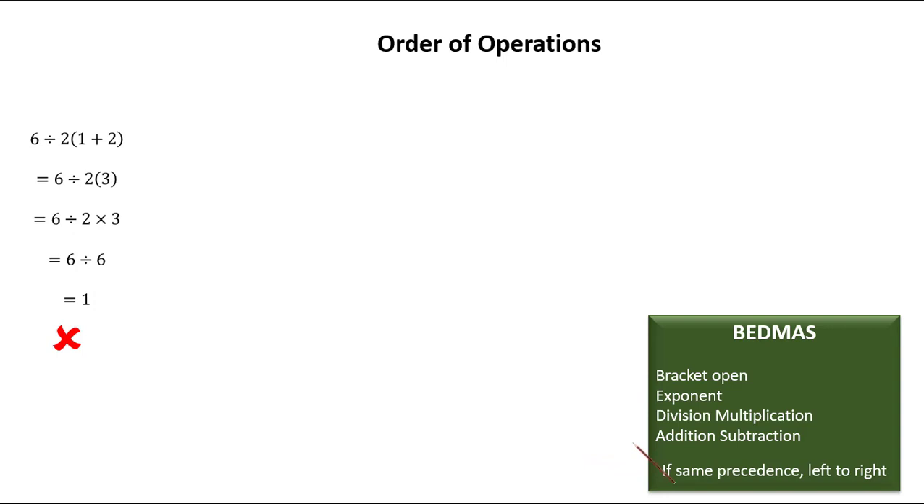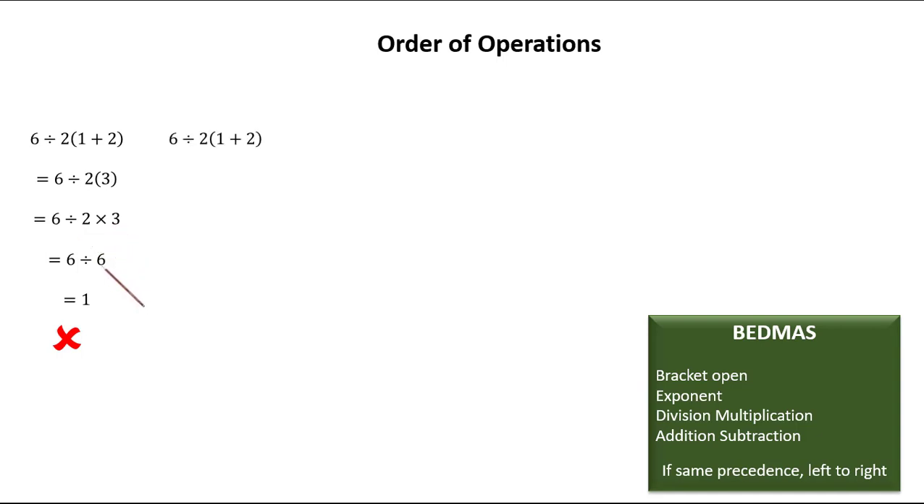We have been told that if there is the same precedence, we should always go from left to right. There was the same precedence over here. Division and multiplication have the same precedence, so we should have done this first from left to right. But what did we do? We did this first. 2 multiplied by 3 is 6.